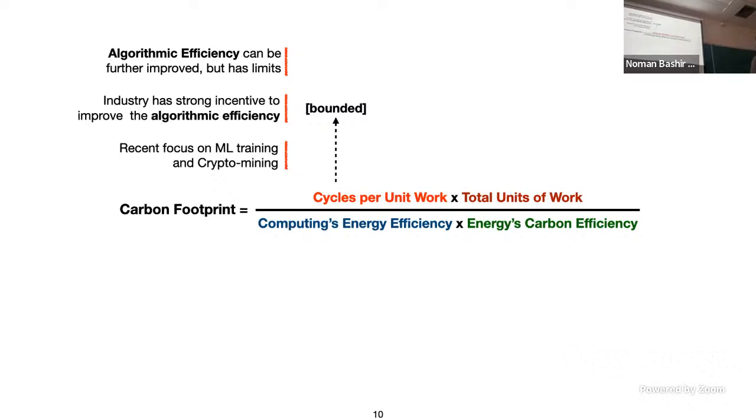Okay, and there has been a lot of improvements in algorithmic efficiency to consume as few cycles as possible to perform some work, to serve an inference request, to run an optimization model or whatever. So there has been a lot of work on that. Industry has very strong incentive to improve algorithmic efficiency. And even if you take these gains to the extreme, you would still be consuming some amount of energy. So this is a bounded factor, and you can never do anything about it.